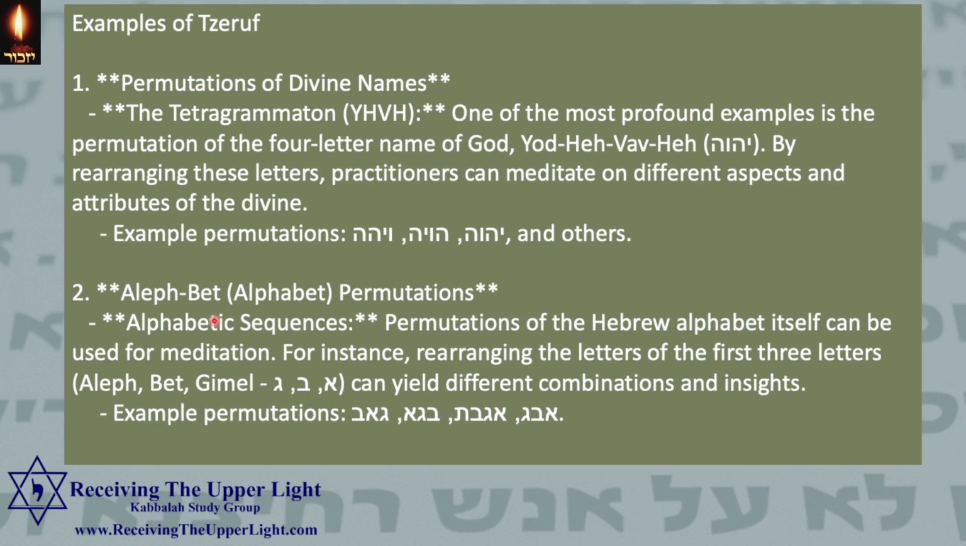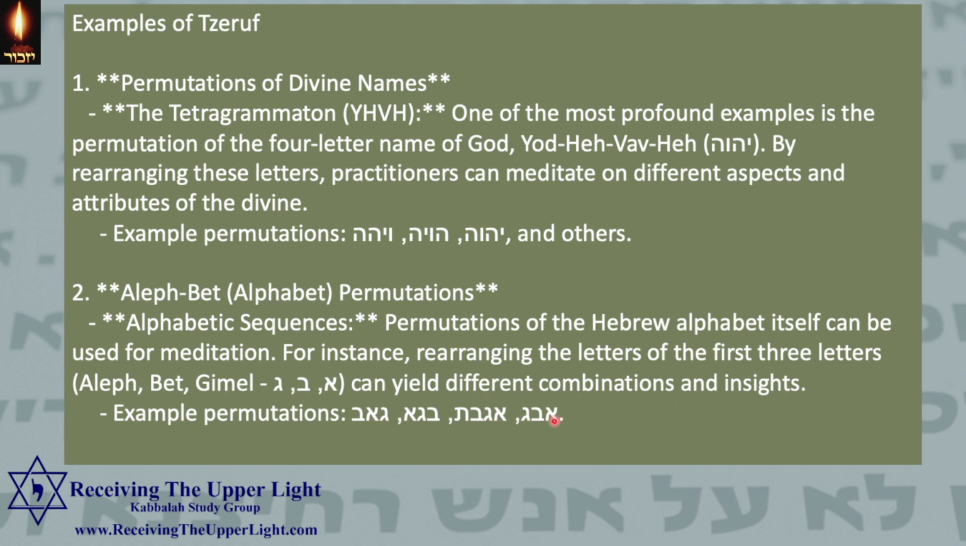But there's another kind of permutation. That's one that has to do with the alphabet, and it's about alphabetic sequences. Permutations of the Hebrew alphabet itself can be used for meditation. For instance, you're arranging the letters of the first three letters, Aleph, Bet, Gimel, which can yield different combinations and insight.